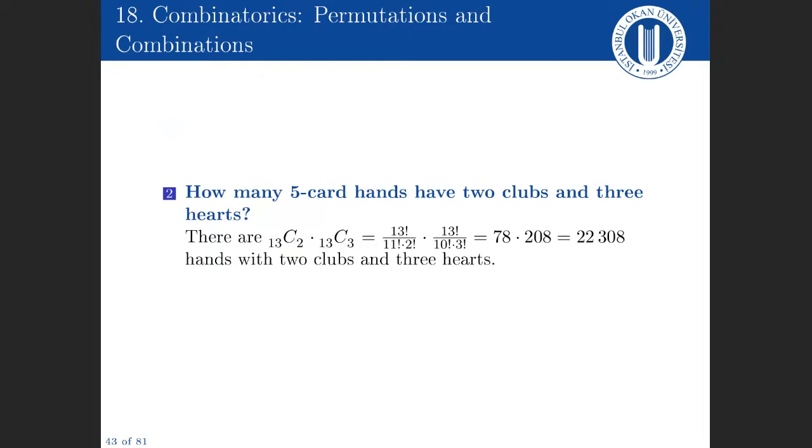How many 5-card hands have 2 clubs and 3 hearts? How can we get 2 clubs? In total, there are 13 clubs, and we want 2 of them. We also need 3 hearts. Again, in total, there are 13 hearts in a deck of cards, and we want 3 of them. So we're going to be doing 13 choose 2 multiplied by 13 choose 3, which it turns out is equal to 22,308.